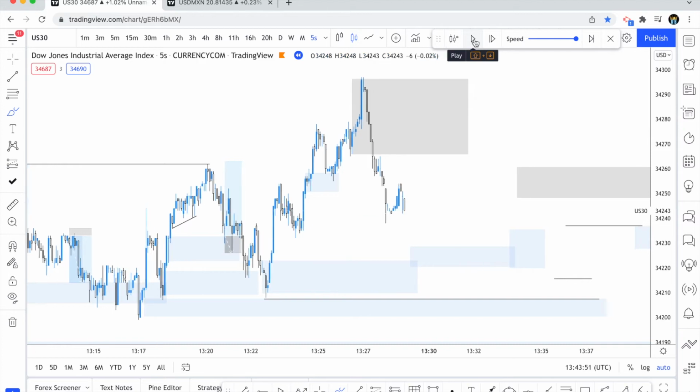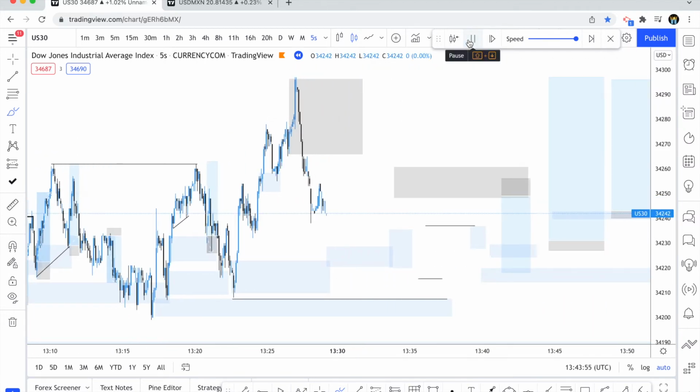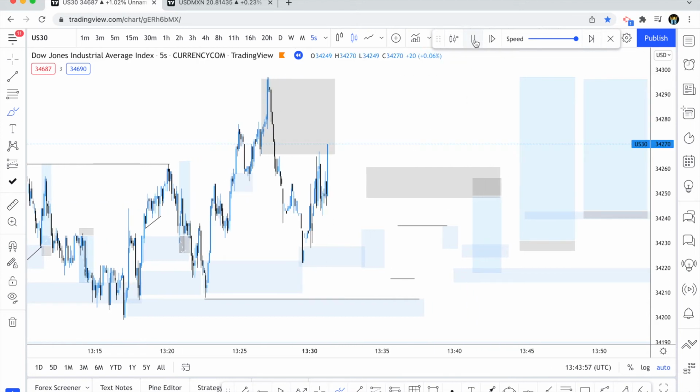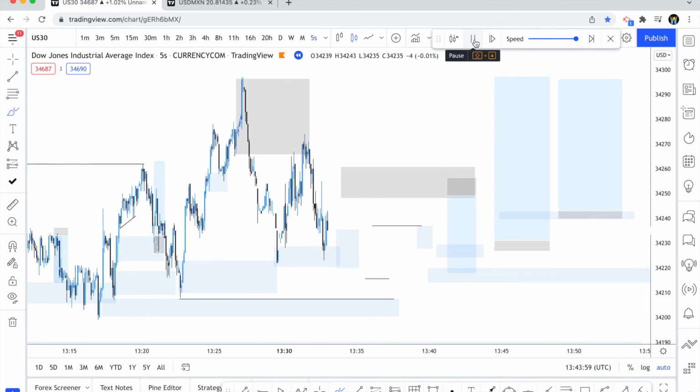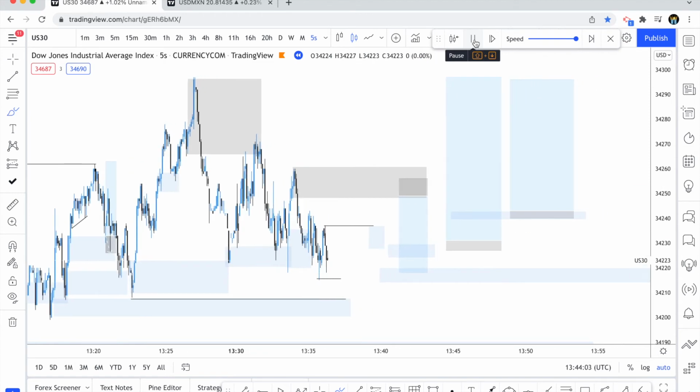Let's see if there's any other trades that we took. Oh yeah, let's fast forward here. I was probably eating dinner or something at this time, and then I was going to continue trading more.